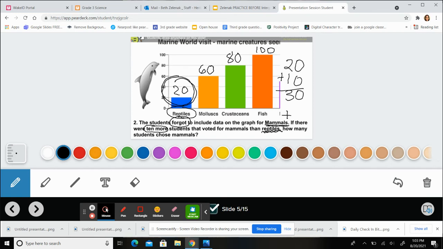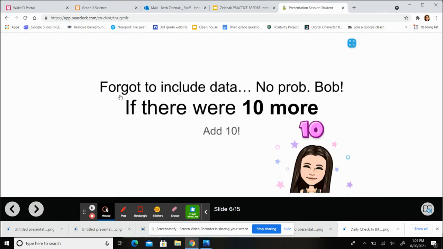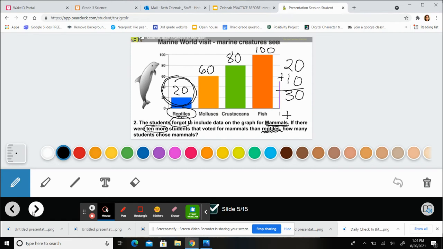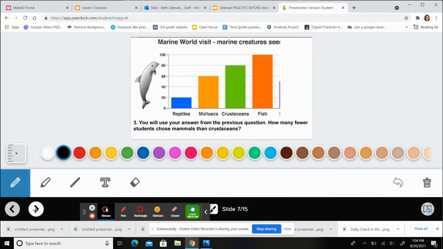So if they forgot to include information about mammals and there were 10 more that voted for mammals than reptiles, I added my information in. I'm going to use that information to help me with the next problem. If you see the word forgot, make sure you add the number that they're talking about into the data. So if you forget, you can always go back into your paper packet and see that your answer was 30 for mammals. And we know that mammals, the number was 30.